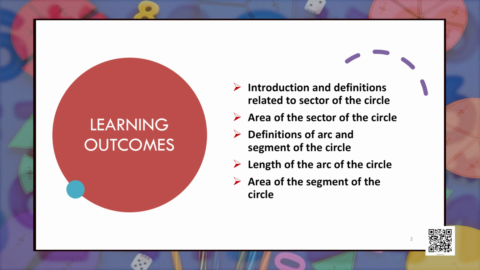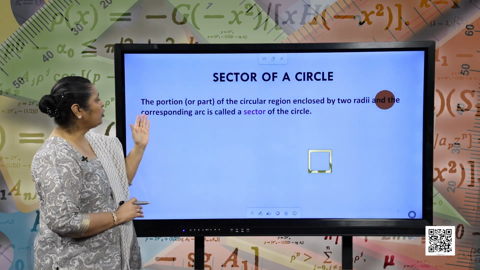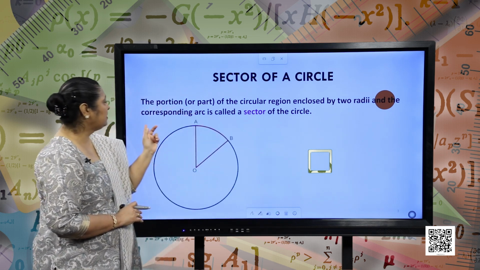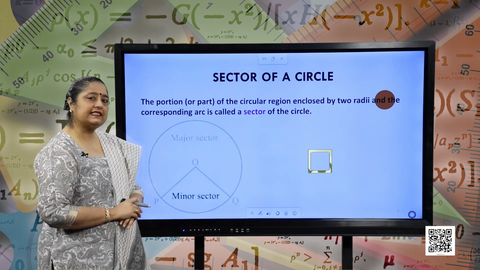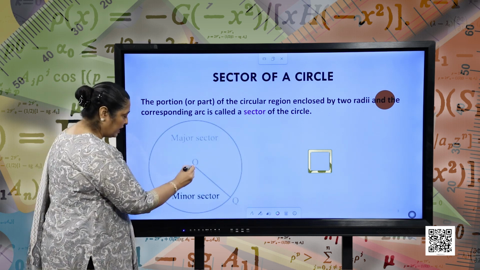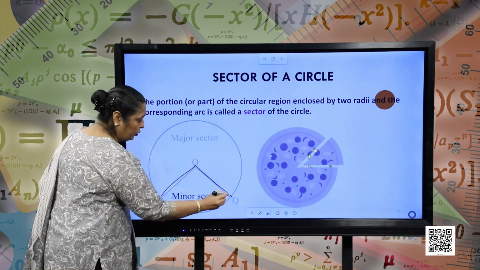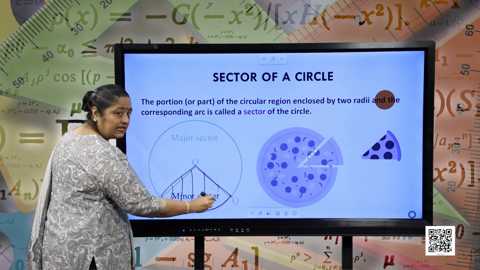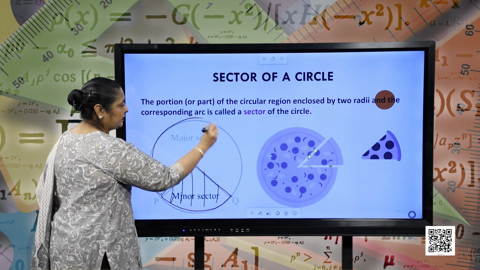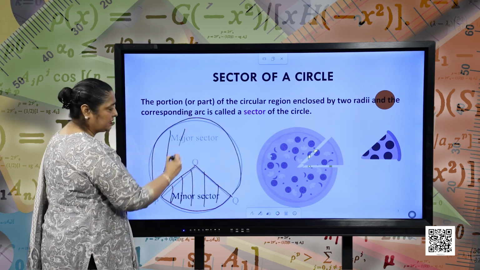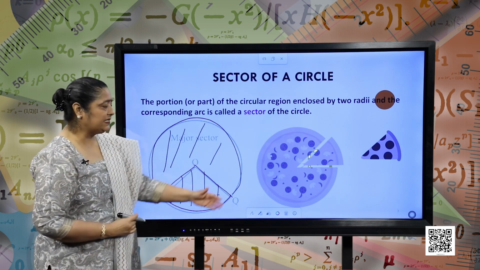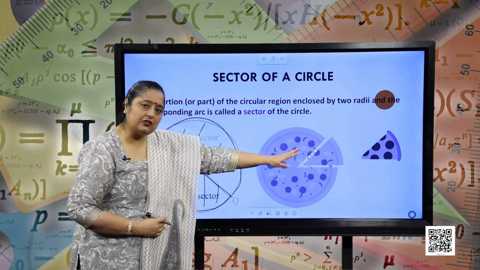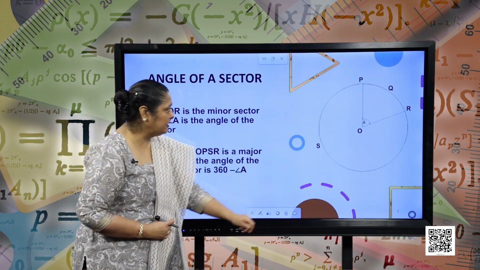So, let us start with sector of the circle. The portion or the part of the circular region enclosed by two radii and the corresponding arc is called the sector of the circle. So, these two are the radii OP and OQ, and this portion is the sector and this is the minor sector. The other portion is called the major sector. This is the major sector. As you can see in a pizza, the one piece of the pizza what you eat is the sector of the circle. So, let us move forward.